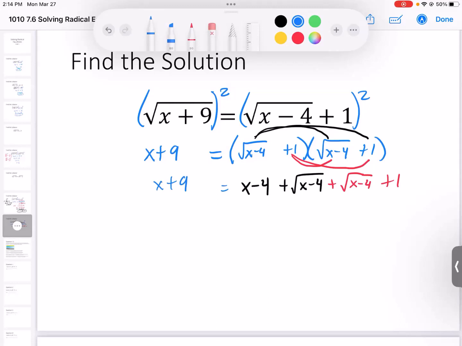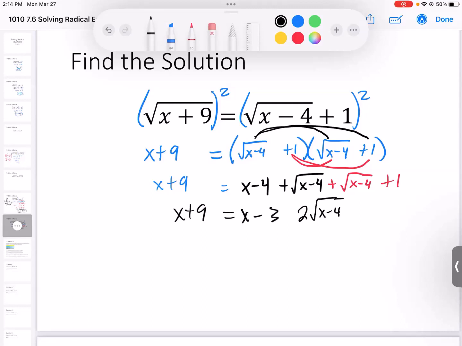So now I have 2 square roots, but these are similar square roots. And so that means I can combine those like terms and I will have 2 square roots of x minus 4. Now on this side of the equation, I also have an x, a -4, and a +1. The -4 and +1 can be combined. So I'll have x minus 3 equals the x plus 9.